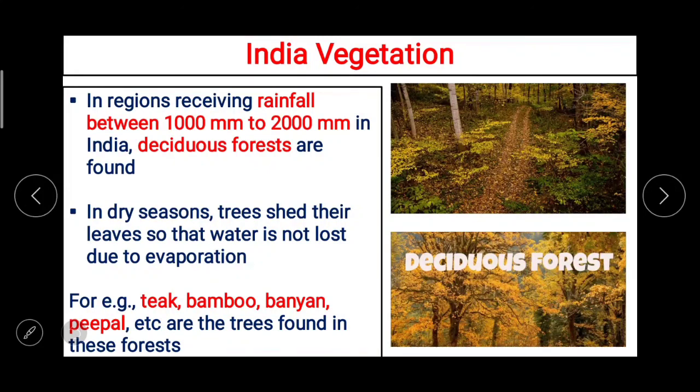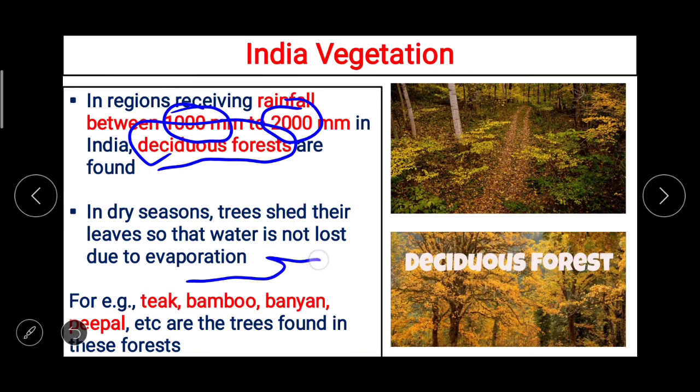In regions receiving rainfall between 1000 millimeter to 2000 millimeter, पहला जो हमने देखा evergreen में more than 2000 millimeter. Now here 1000 millimeter to 2000 millimeter in India, then the deciduous forests are found. First evergreen, then we are talking about the deciduous forest. In dry seasons, trees shed their leaves so that water is not lost due to evaporation. Now you people learnt about the concept of evaporation in the geography of lower standards and also in science.